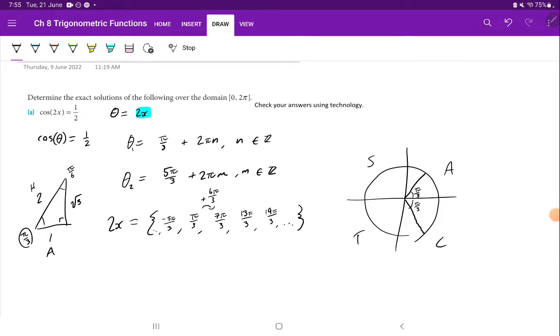Okay. Now what I want to do is move the 2 to the other side. So I want to divide everything by 2. So let's do that. And I'm still going to put a 1 because, remember, I've still got to do this for theta 2.